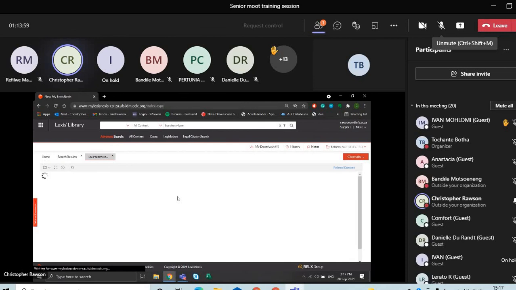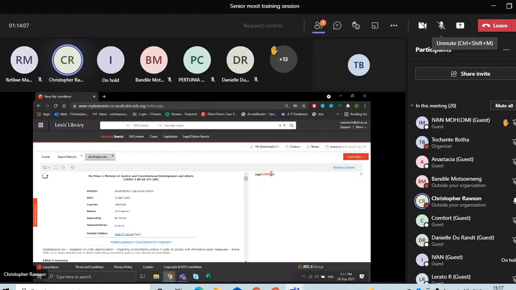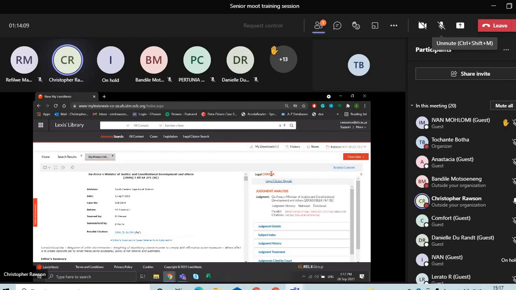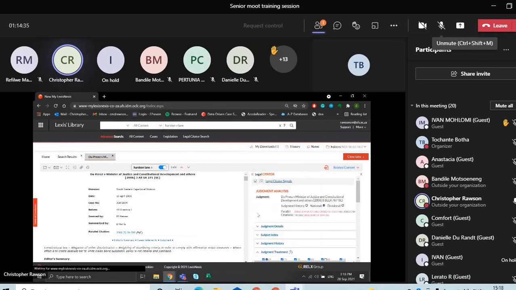So LexisNexis has what we call a citator, a legal citator function. Unfortunately, we don't have a legal citator for international cases yet. But what you'll see here on the other side is the LexisNexis legal citator. So this will speak about all of the important parts of the case, who the judge is, what court it was in, when it was in the court, and so forth. But importantly, it also gives you a judgment treatment. So LexisNexis is by far the most comprehensive legal citator that you can possibly find.